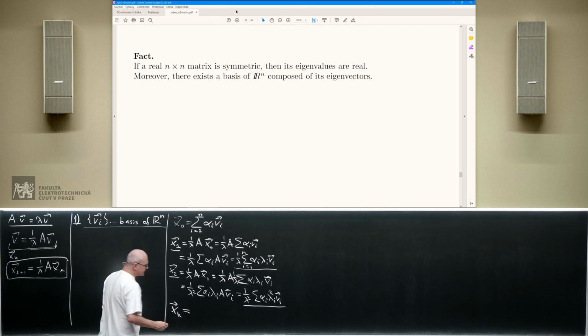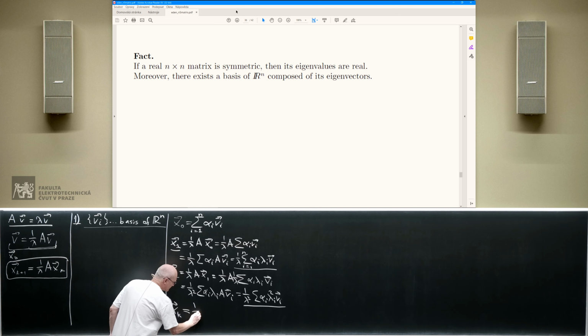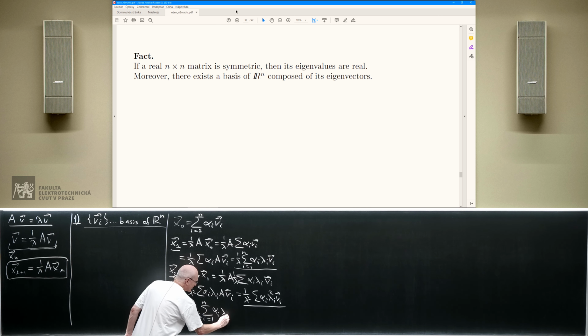So I think it will not be really controversial if I claim that the kth iteration looks like 1 over lambda to power k, summation i ranging from 1 to n, alpha i, lambda i to power k, Vi.